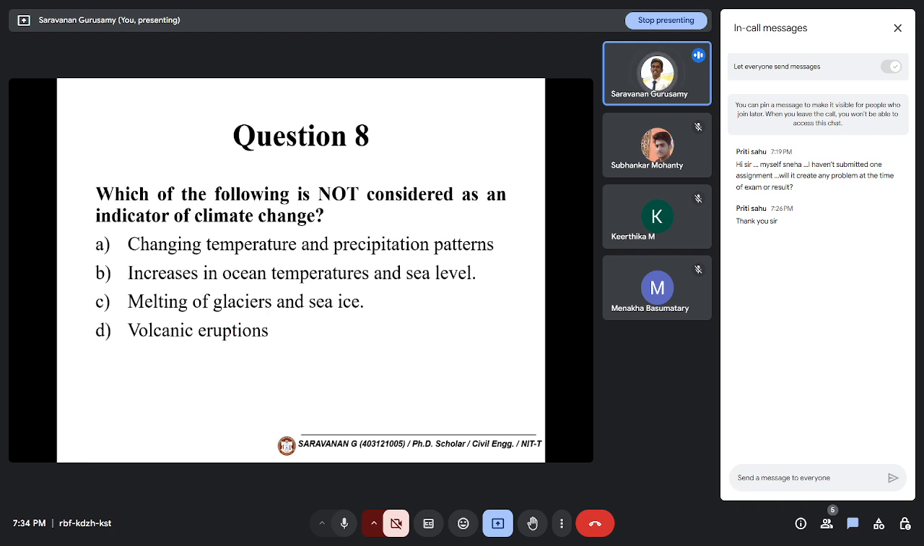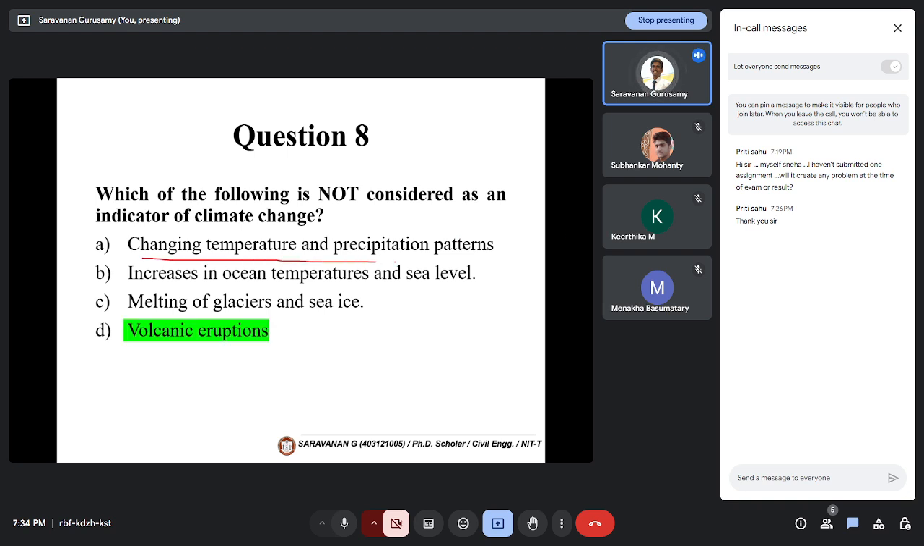Which of the following is not considered as an indicator of climate change? Changing temperature and precipitation pattern, increase in the ocean temperature and sea level, melting of glaciers and sea ice, volcanic eruption. Volcanic eruption is not considered an indicator of climate change. It is a source for climate change, but the other three are indicators. So the answer is volcanic eruption.